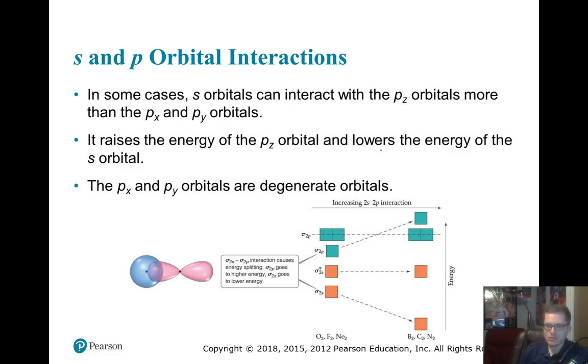When you have an s orbital interacting with the pz orbitals more than the px and py orbitals, you can actually get these to flip places. So your sigma 2p and your pi 2p can flip places. This is them forming your orbital diagrams. Your bonding sigma goes down here, your sigma star goes here, and then because of this interaction, your sigma 2p is actually going to be at a higher energy level than your pi 2p. Kind of bizarre.